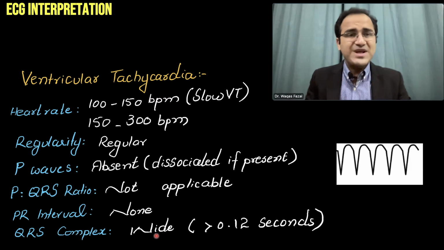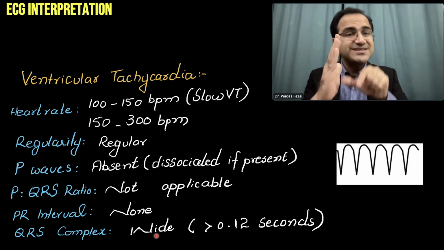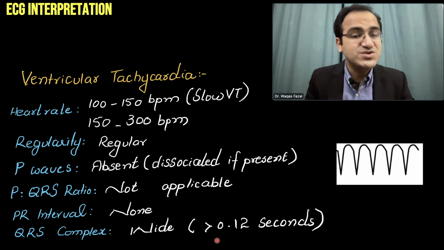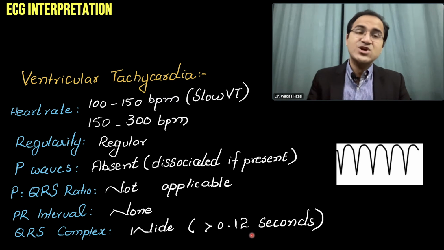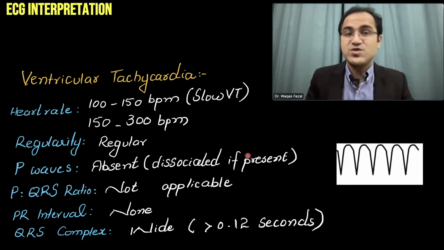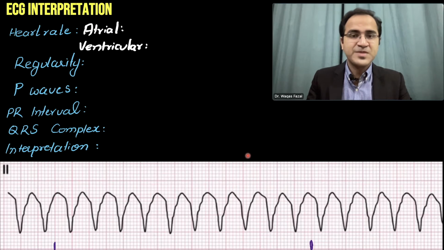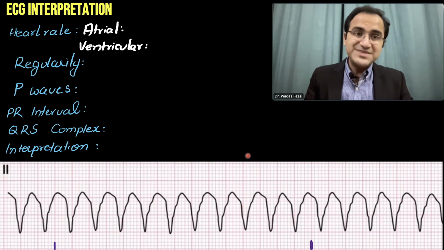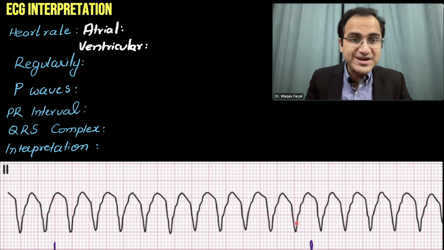The QRS complexes are wide. They are greater than 3 small boxes, greater than 0.12 seconds. So these are all the characteristics of ventricular tachycardia. Now let's solve some ECGs. This is an ECG showing ventricular tachycardia.